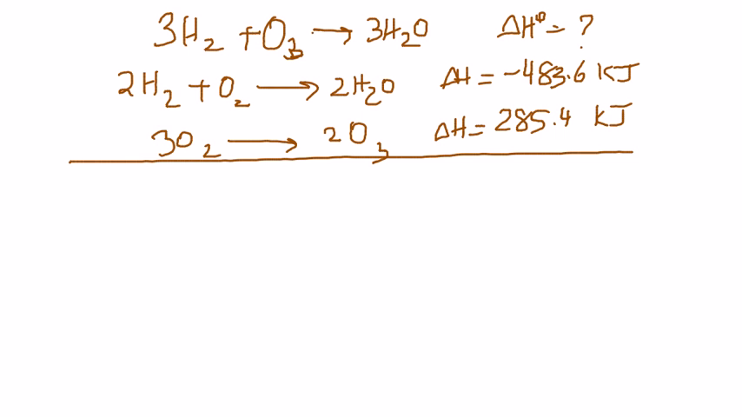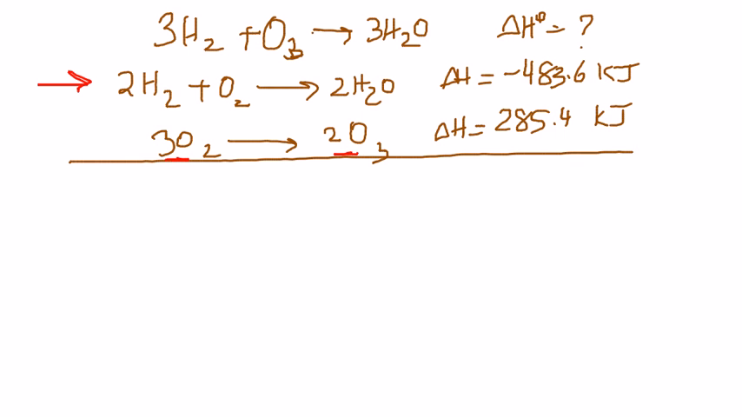And likewise, I have another problem which is also a Hess's law question. We are given 3H2 plus ozone giving you 3H2O. Delta H associated with it is what we are trying to calculate, and we have 2 equations that are given. One is 2H2 plus oxygen giving you 2 water molecules. The delta H is provided, and likewise we have another one, 3 molecules of oxygen giving you 2 molecules of ozone. Delta H is provided for that as well.